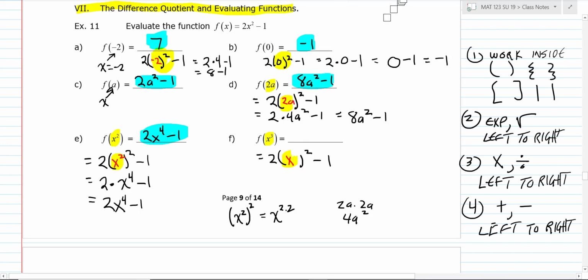Let me rewrite that a little bit clearer. That's x to the third to the second. You multiply those exponents, so this part here becomes x to the 6. So that's 2x to the 6 minus 1, and there's nothing else you can do on that problem then.